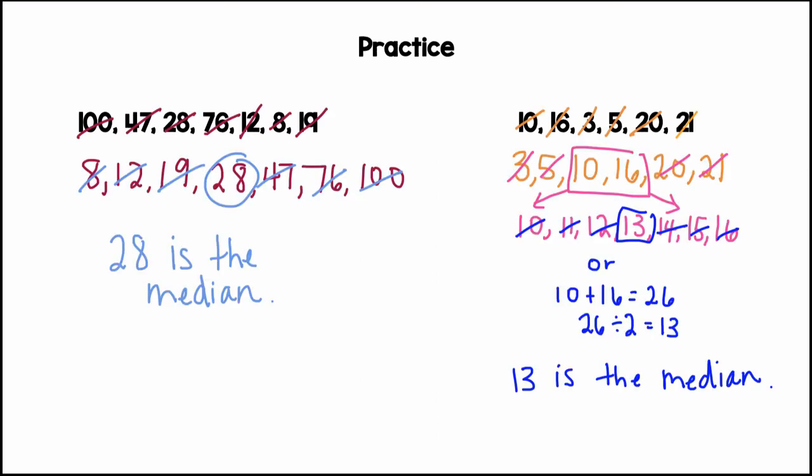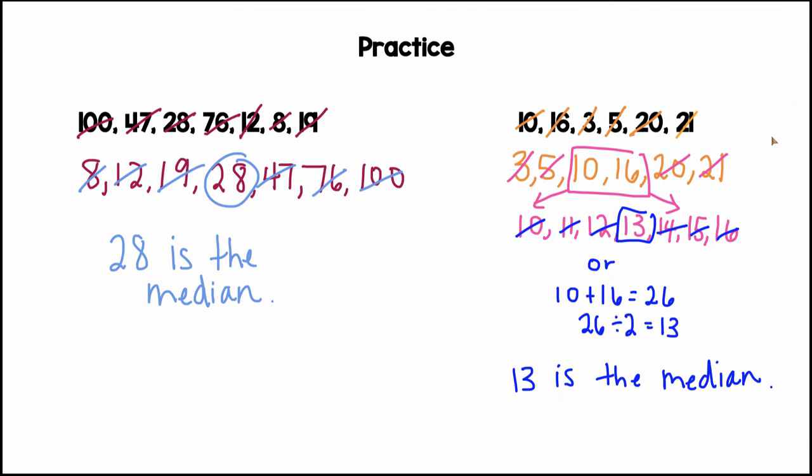All right, so here are your answers. For the first data set, it was pretty simple and straightforward. 28 is exactly in the middle once you put your numbers in order. And you'll see here where I crossed out those numbers very methodically to make sure that I put them in order and I didn't miss anything.